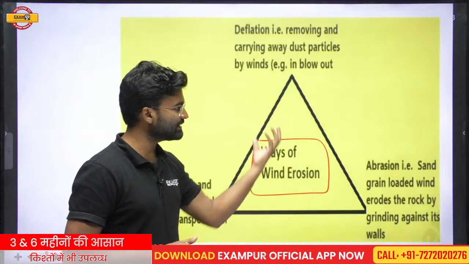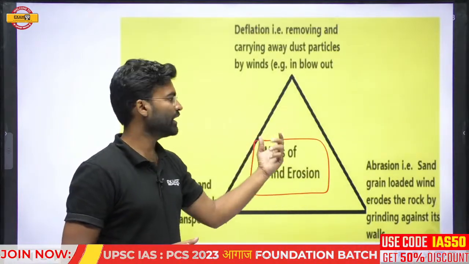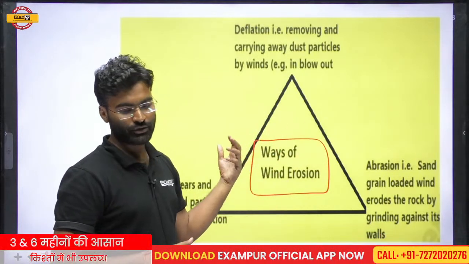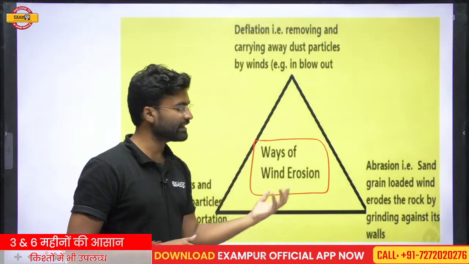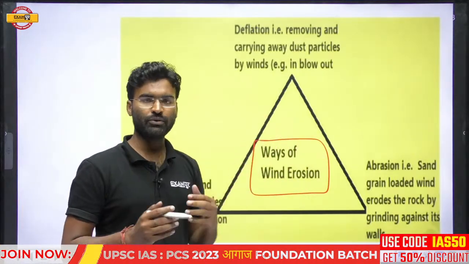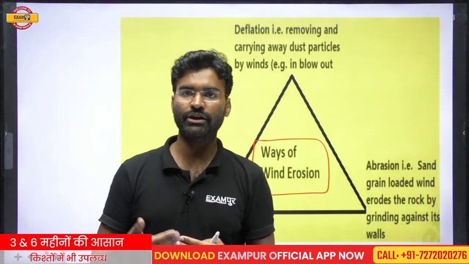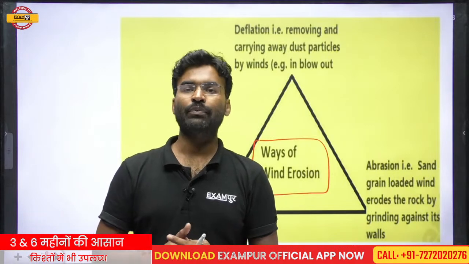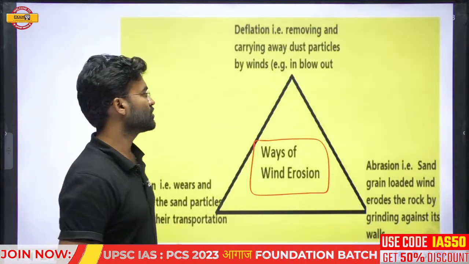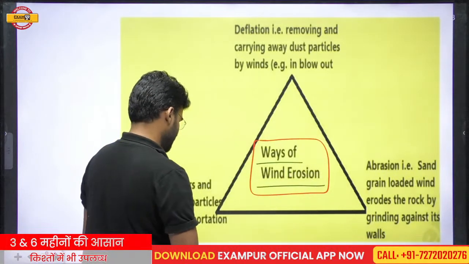So if you make this diagram before writing the paragraph, this would be very impressive. And you should make this type of drafting, this type of triangular figure. If you draw some innovative things in your answer, it would impress your examiner or the copy checker. Okay, so ways of wind erosion. How many types of wind erosion take place?